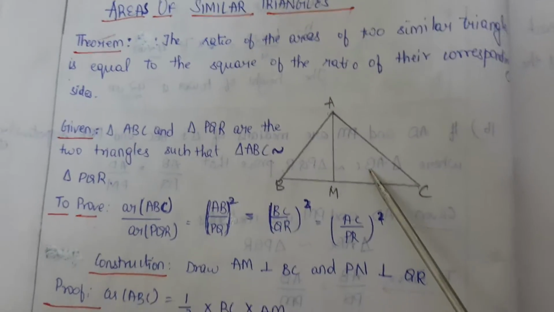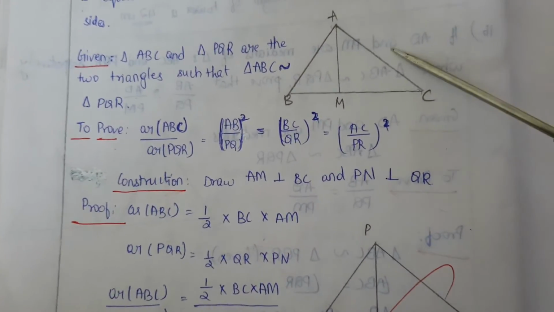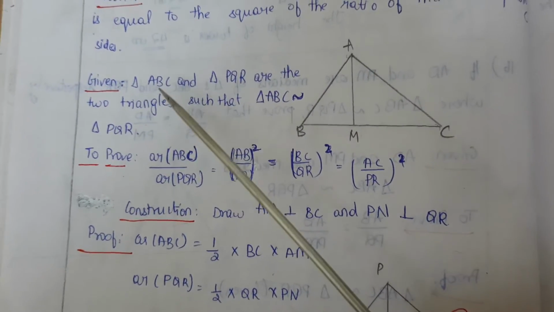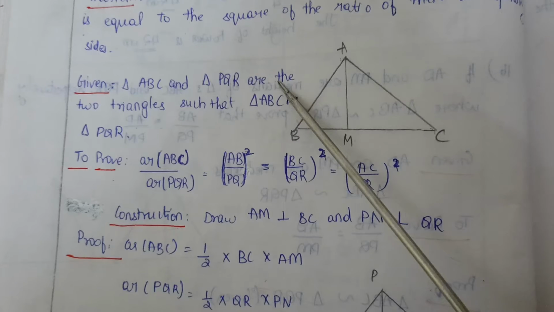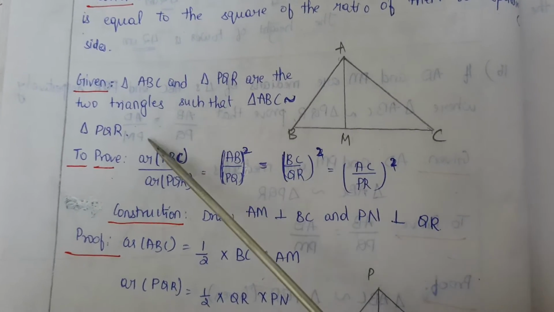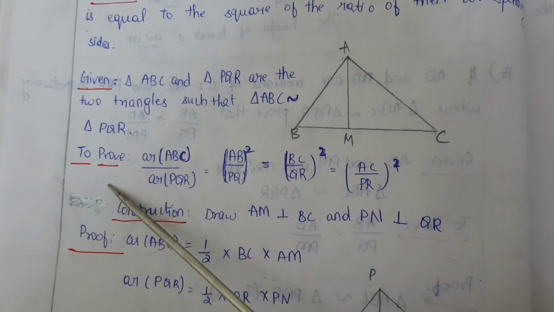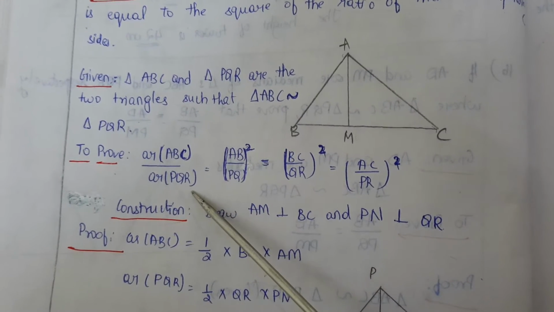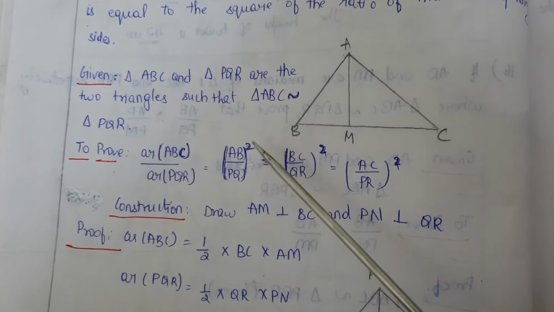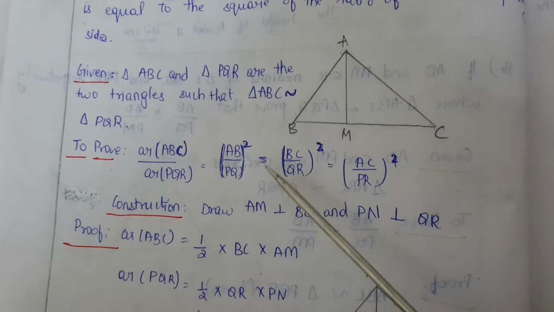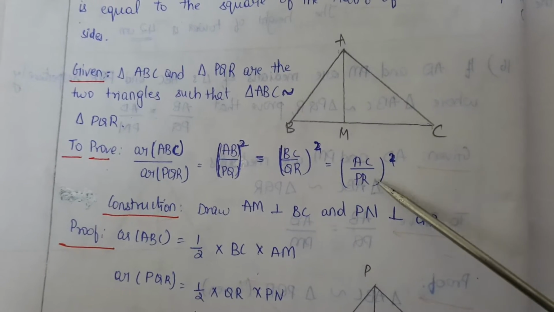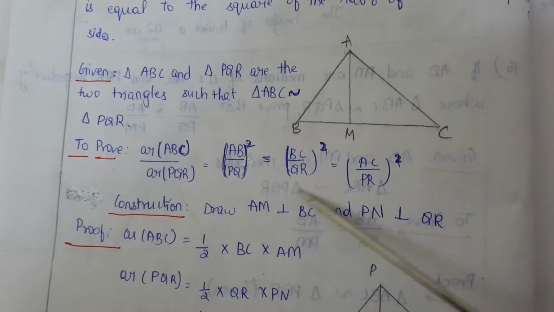So ABC is a triangle, PQR is a triangle. You can draw them side by side. And here let us write what is given. Triangle ABC and triangle PQR are the two triangles such that triangle ABC is similar to triangle PQR. To prove: area of ABC by area of PQR is equal to the square of the ratio of the corresponding sides, that is AB by PQ the whole square equal to BC by QR the whole square equal to AC by PR the whole square. This is what we have to prove.